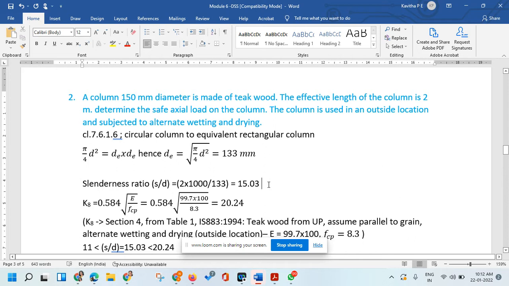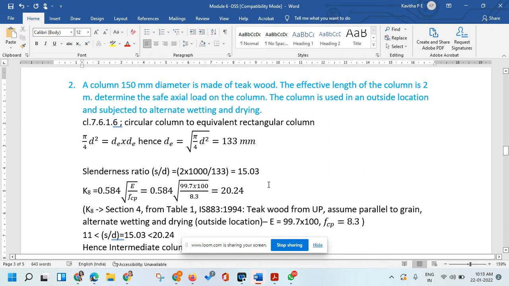I'm going to calculate the slenderness ratio. The span of the unsupported length is 2 meters. So 2000 divided by the equivalent dimension 133 gives 15.03. So it is greater than 11. So I definitely have to check it with K8. The K8 value equation I get from IS 883. It is 0.584 root of E divided by FCP, and the E and FCP values for the wood have to be calculated. The type of wood to be adopted is not given in the question.